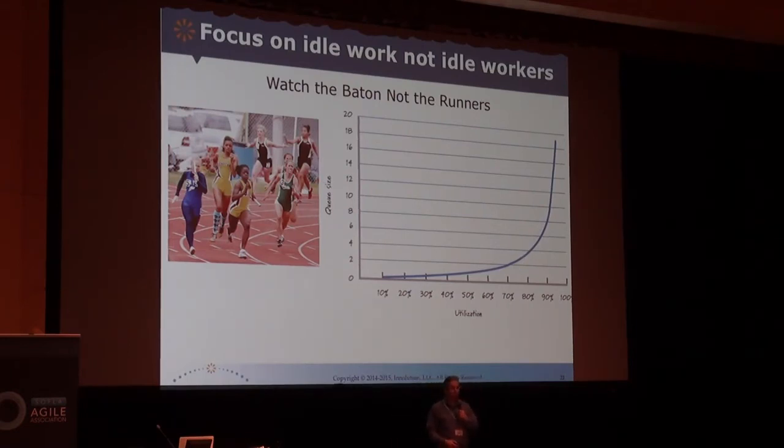Look at the curve. I'll do the math for you. The math is simple. Go from 80 to 85 in that curve. Excuse me, 80 to 90% on that curve, double the queue size. Go from 90 to 95, double the queue size again. 95 up to 100, double it again. You don't want to be anywhere near that curve.